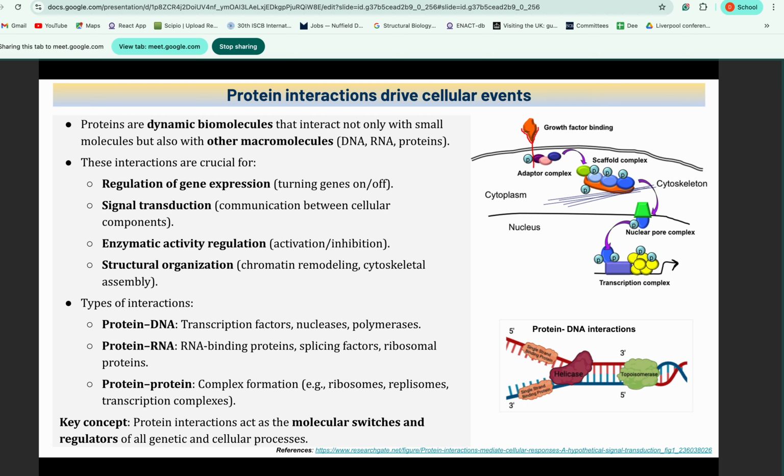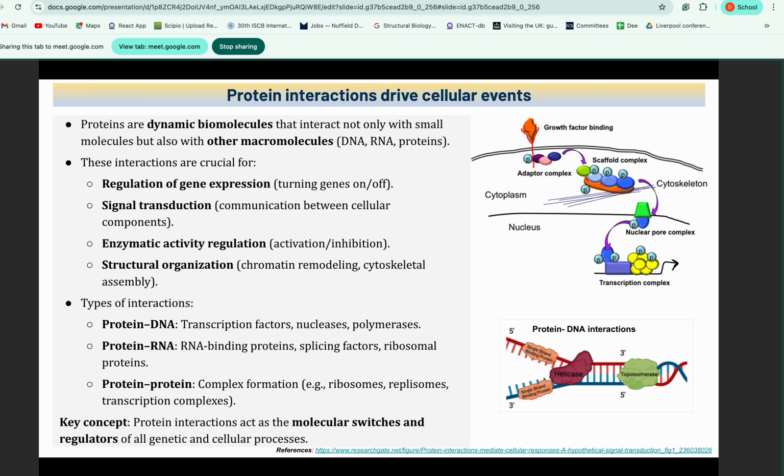Now we will see how these protein interactions drive different cellular events. As we know, in our body there are multiple proteins, and they interact with one another to bring about functionality. They are dynamic biomolecules, which means they keep on moving, they keep on changing, and they not only interact with small molecules but with other macromolecules also. Proteins not just interact with other proteins, they also interact with DNA and RNA.